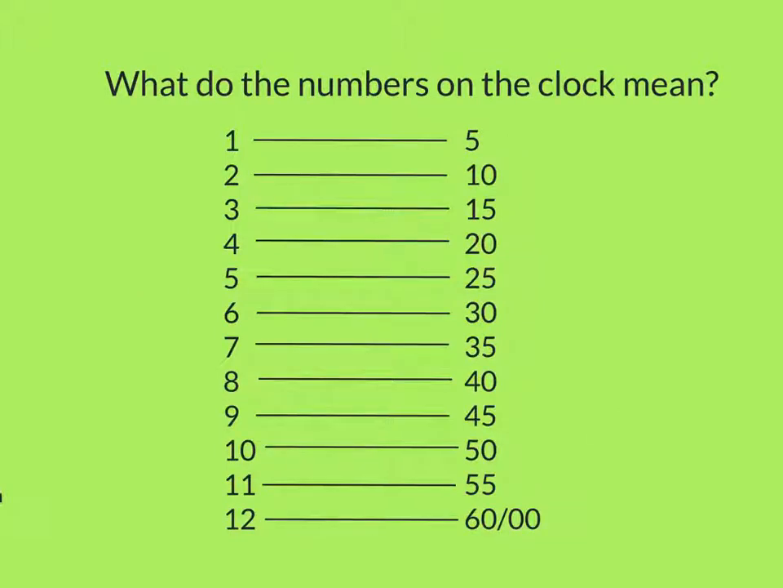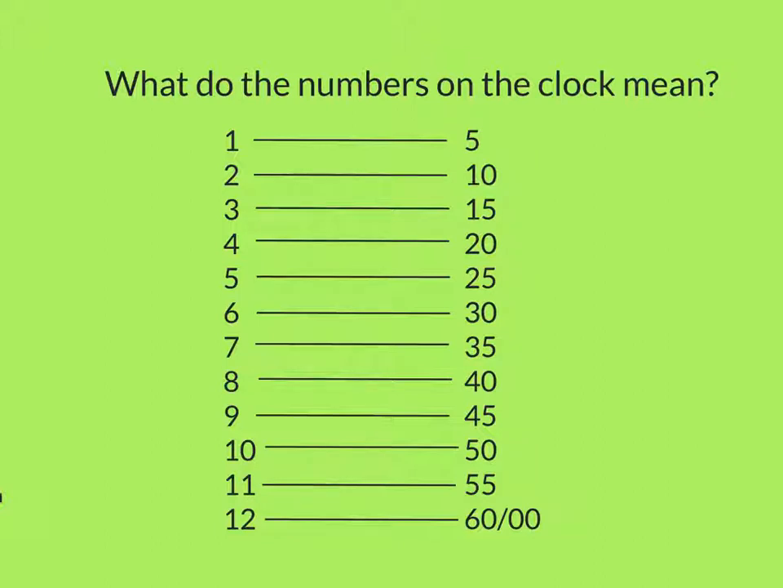What do the numbers on the clock mean? When the hour hand lands on the number, the meaning of the number does not change. For example, when the hour hand is on the 1, the hour is 1 o'clock. But when the minute hand lands on the 1, it means 5 minutes.